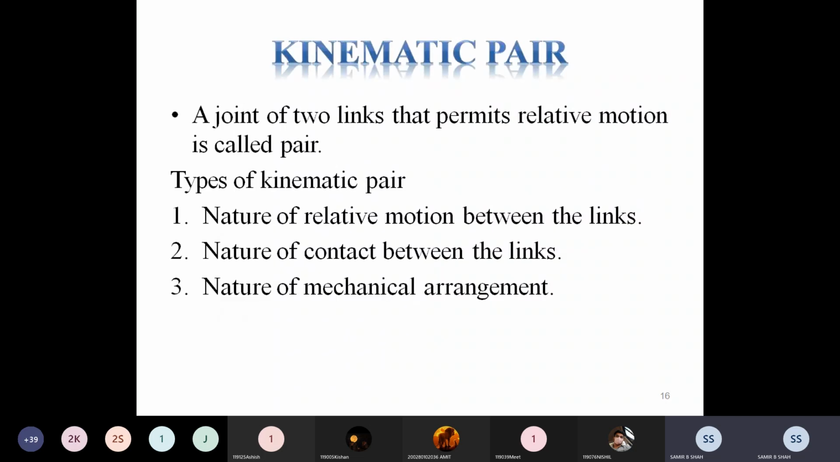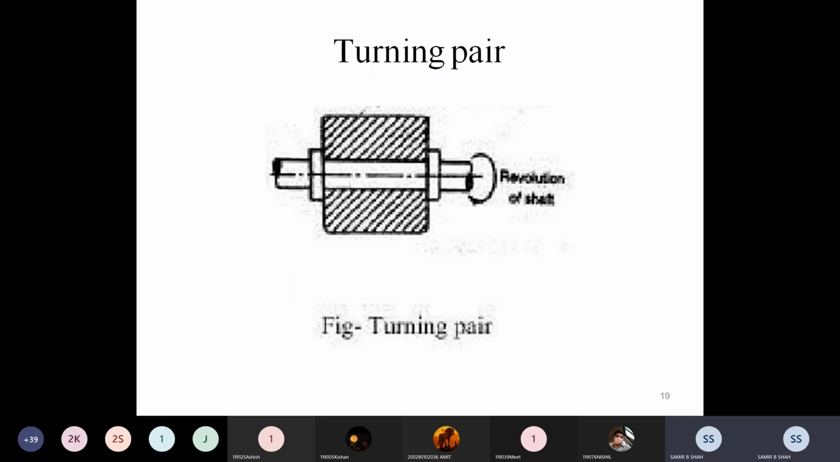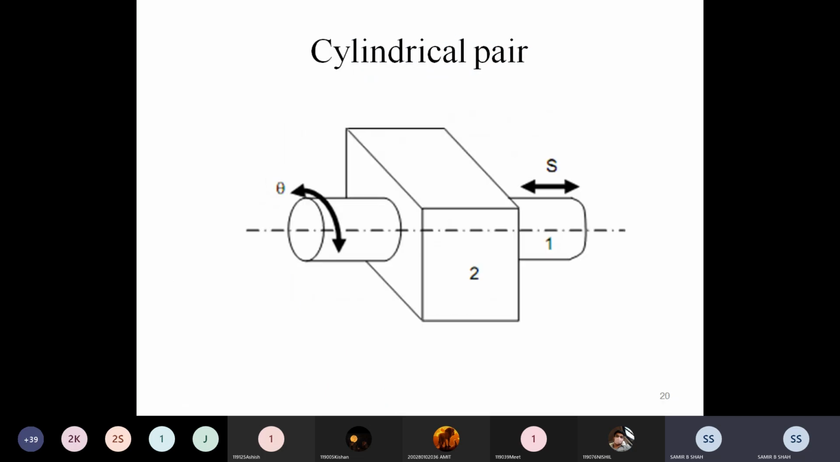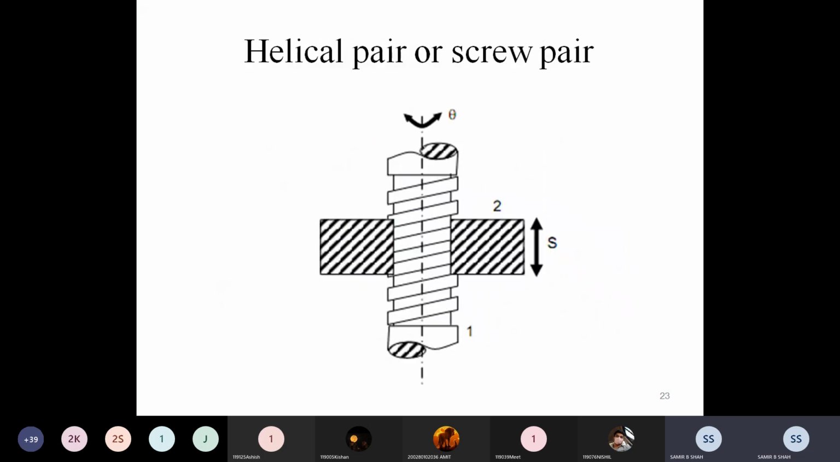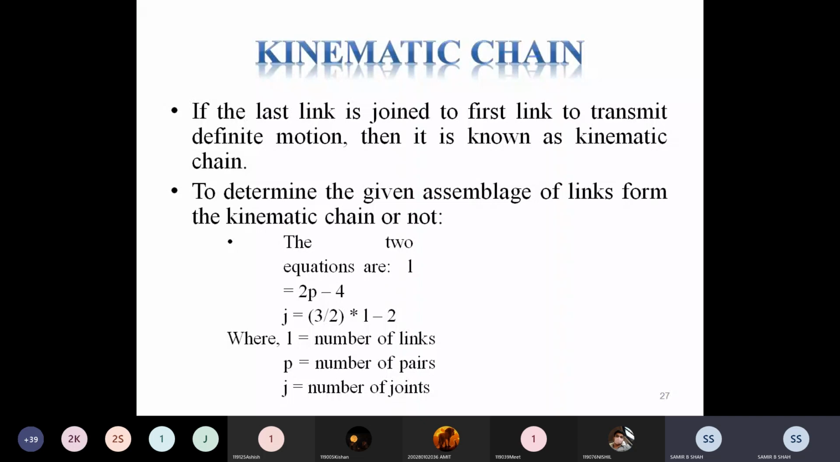Then we discussed the pairs. Different kinds of pairs are there, and the basic examples of all those pairs we discussed in the first lecture. After that, in the second lecture, we discussed the kinematic chain, where there are two conditions which fulfill the requirement of a kinematic chain, that is L is equal to P minus 4 and J is equal to 3 by 2 L minus 2, right?